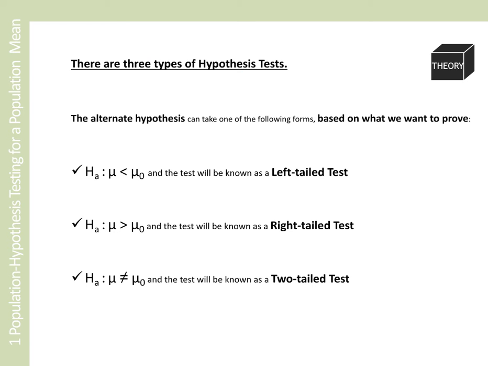The alternate hypothesis, denoted by H sub A, is a statement that can take one of the following forms, based on what we want to prove. The population mean is less than the hypothesized value and the test will be known as a left-tailed test, or the population mean is more than the hypothesized value and the test will be known as a right-tailed test, or the population mean is different than the hypothesized value and the test will be known as a two-tailed test.